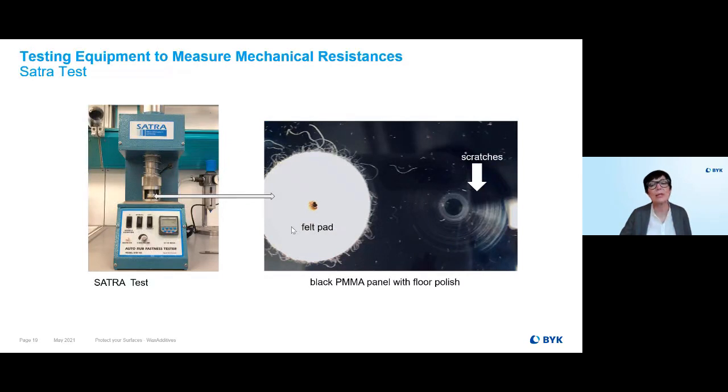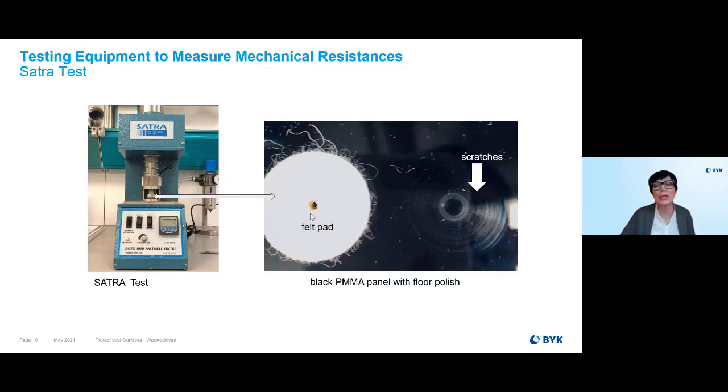Talking mechanical resistance measurement, here we are using our Sartre tester on one hand. So what we are doing here, we place a substrate in this device and the stamp is going down, and on the stamp you will see at the end the felt pad, which you see here. And then this felt pad will rotate on the surface, and so we will get some scratches. So after a defined time, normally we turn 10 times and then we measure the gloss.